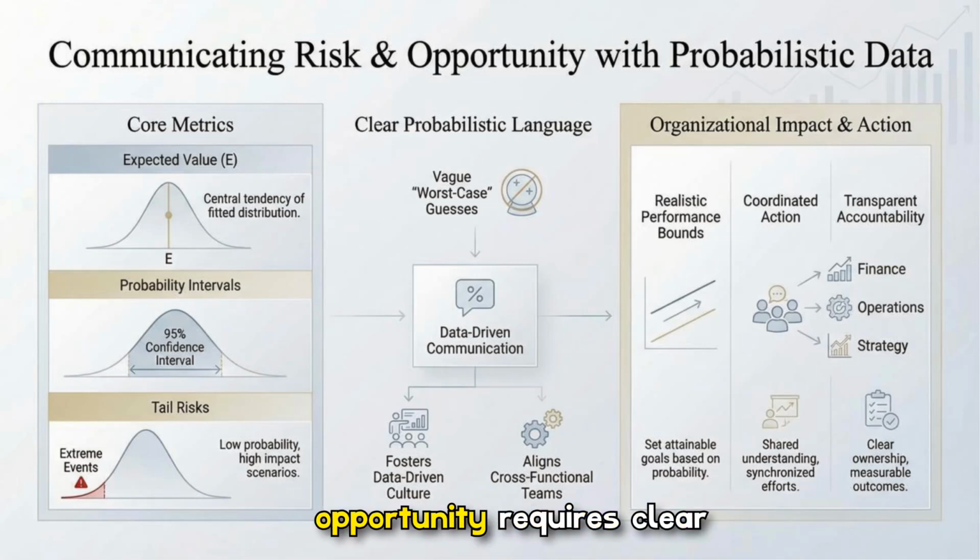Communicating risk and opportunity requires clear, probabilistic language and core metrics such as expected value, probability intervals, and tail risk scenarios. Presenting these concepts transparently aligns cross-functional teams, fosters a data-driven culture, and enables coordinated organizational action with realistic performance bounds and measurable accountability.